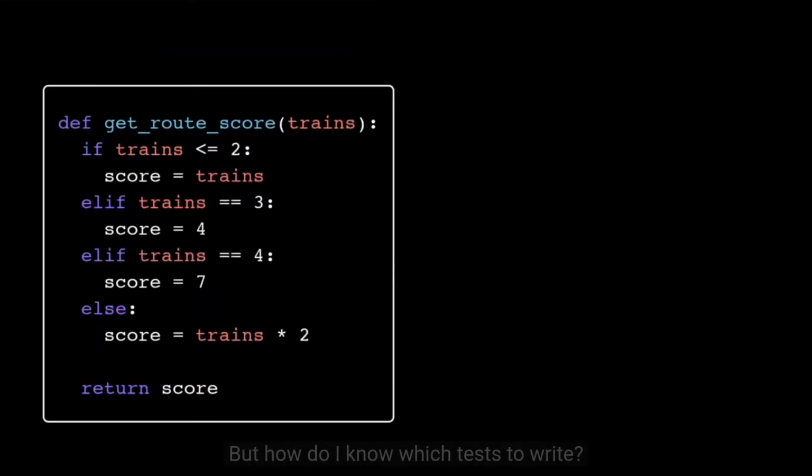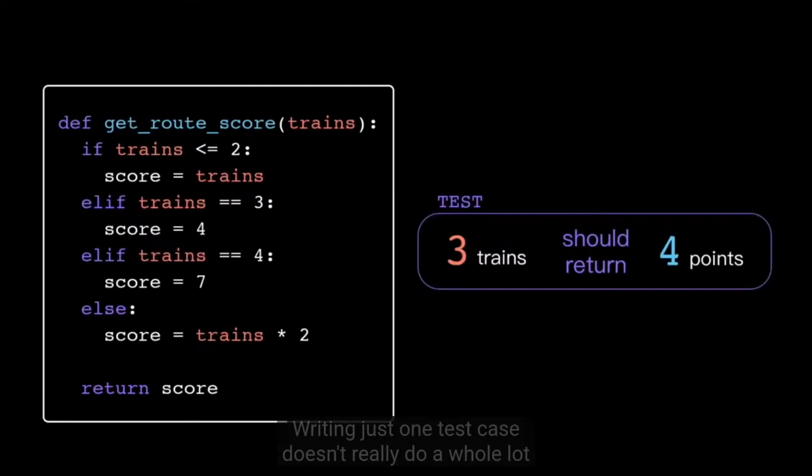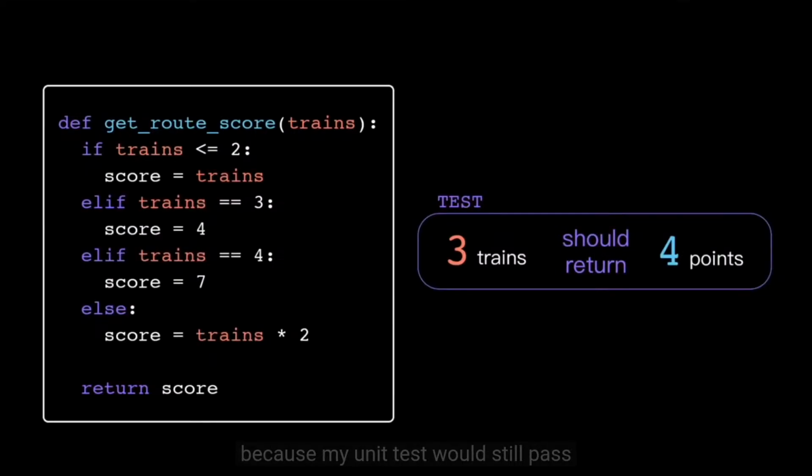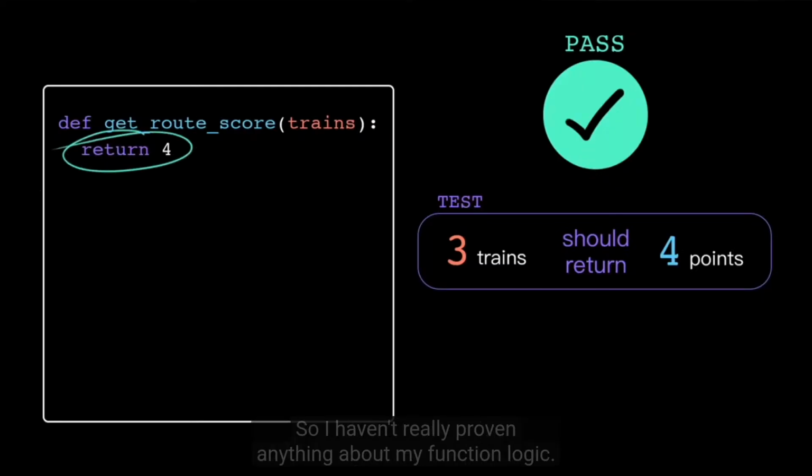But how do I know which tests to write? Writing just one test case doesn't really do a whole lot, because my unit test would still pass even if my function just always returned 4. So I haven't really proven anything about my function logic.